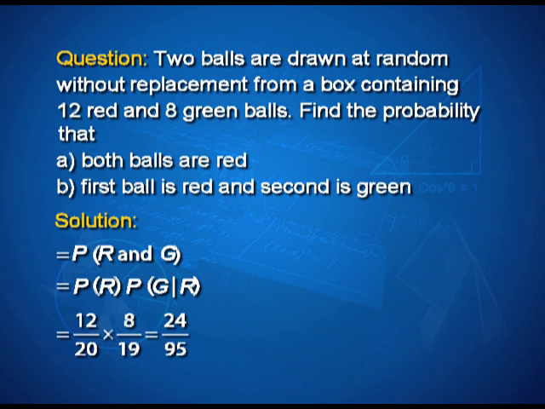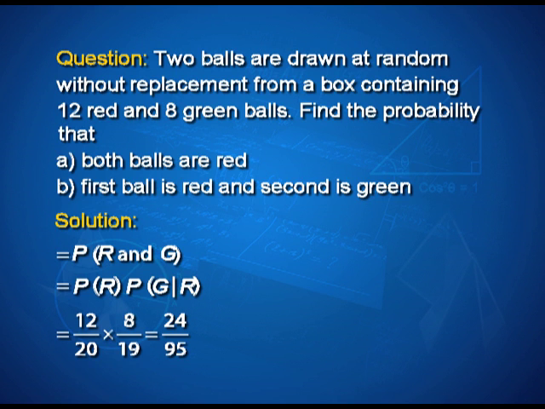So, what you have observed in this case is that since the ball was not put back, the probability of the second ball gets affected either because of the total number that has got affected, or in the previous case the favorable number has reduced. This is what we are interested in as independent and dependent events.